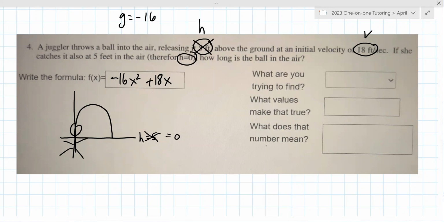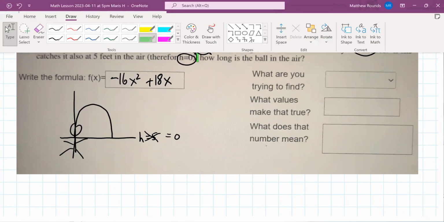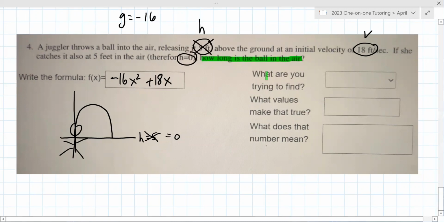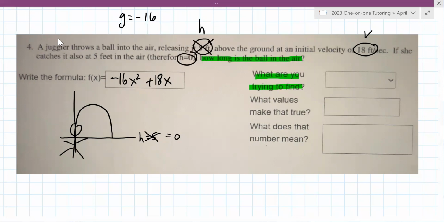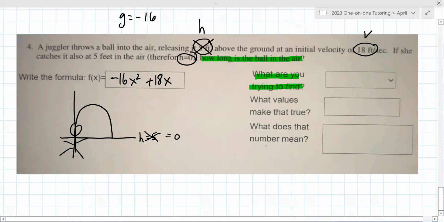All right, now the question we're asked here is: how long is the ball in the air? What does that correspond to here graphically? So yeah, it would be the x-intercept. Yes. Okay.